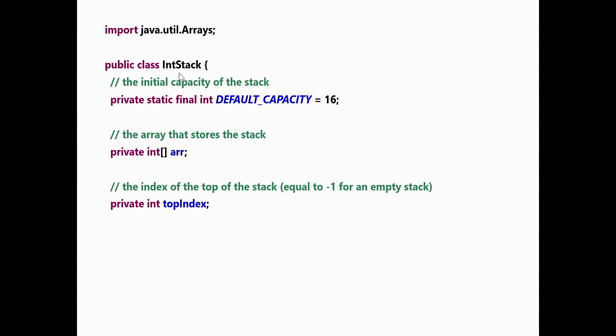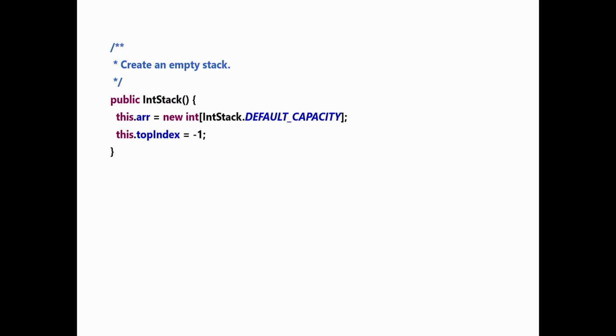We're going to make a stack of int instead of a stack of string. So internally, we're going to have an array that's just an array of int, and then I'm going to keep track of where the top element in the stack is. The field that keeps track of where the top element is is called top index. If the stack is empty, then top index is -1.